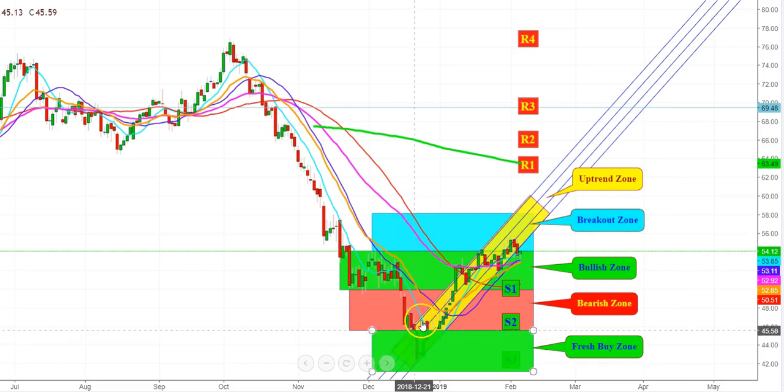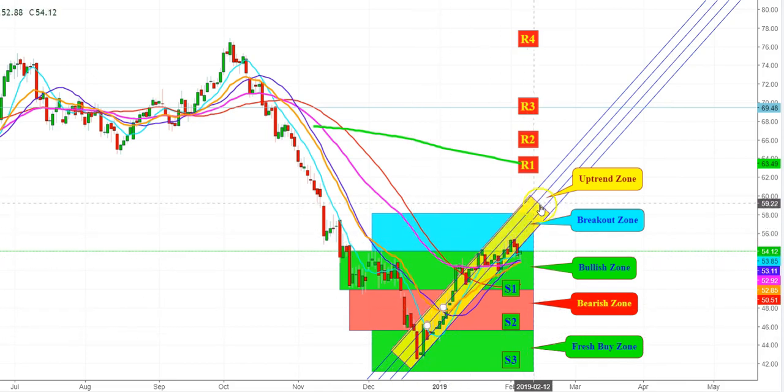So this is my uptrend zone in a daily chart where I find the futures are likely to sustain during the upcoming trading sessions once we find some developments on the front of US-China trade relations. So this is my uptrend zone. This is my breakout zone. This one you can see here in sky blue color. This will be my bullish zone where I find the WTI crude oil futures will find good support from crude bulls.